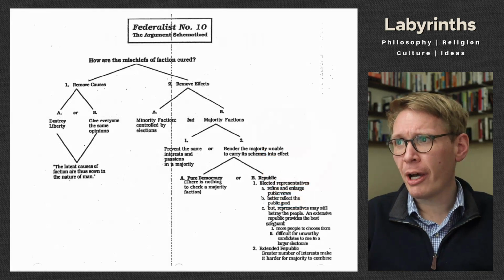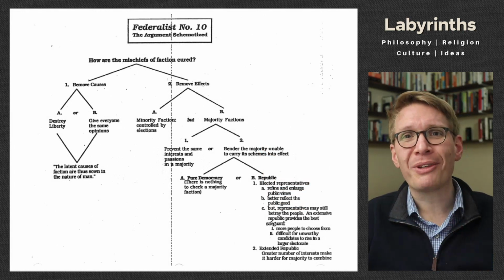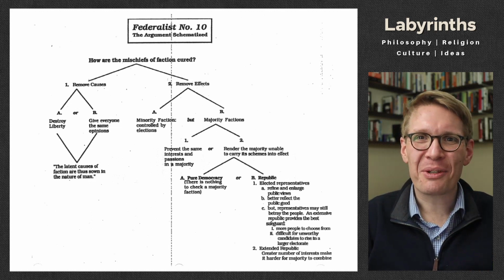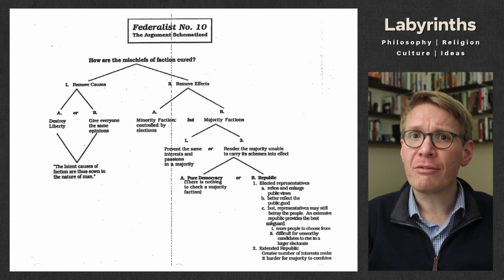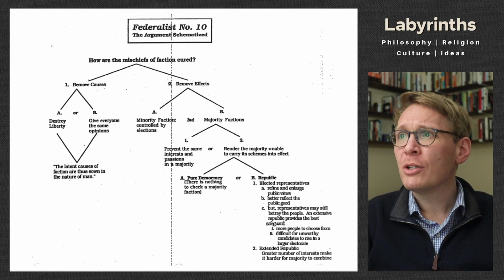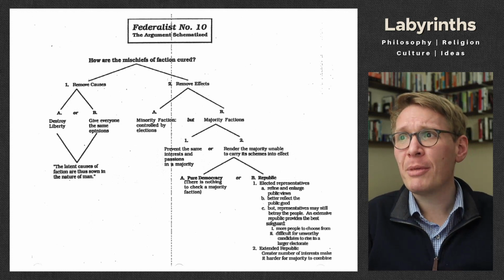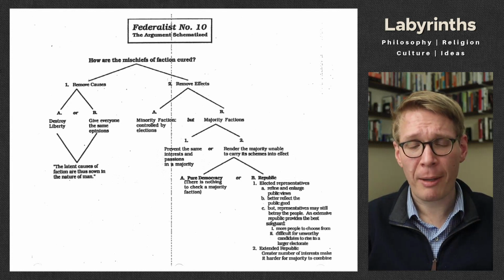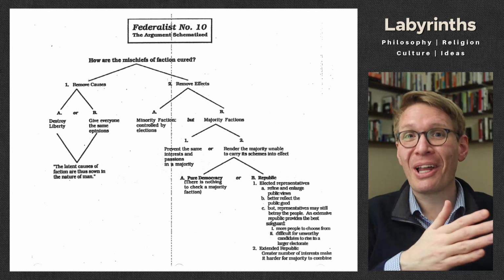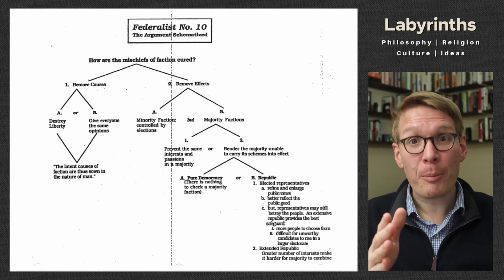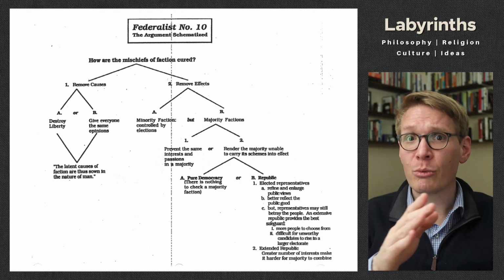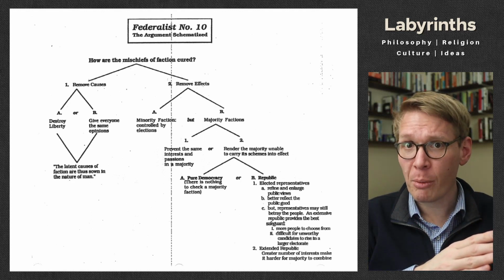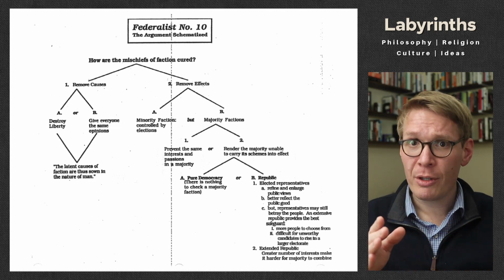Now, spoiler, if we are taking this class together, we'll be able to look at this a bit more. But here is a very helpful chart outlining the way that Madison develops his argument. He begins with the question: how are the mischiefs of faction to be cured? Logically speaking, there are two options. If I want to get rid of anything, in this case the mischiefs of faction, I've got to either remove the causes of that thing so it never arises in the first place, or I've got to remove the effects. So even if it does arise, it won't cause problems.